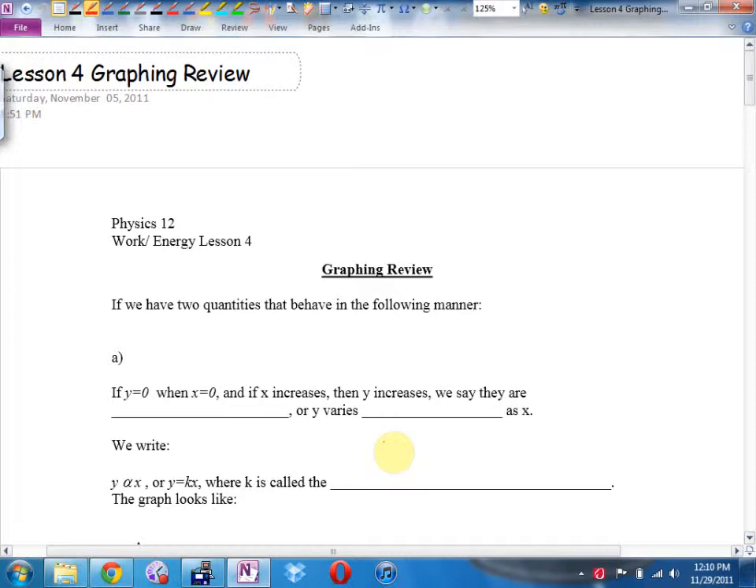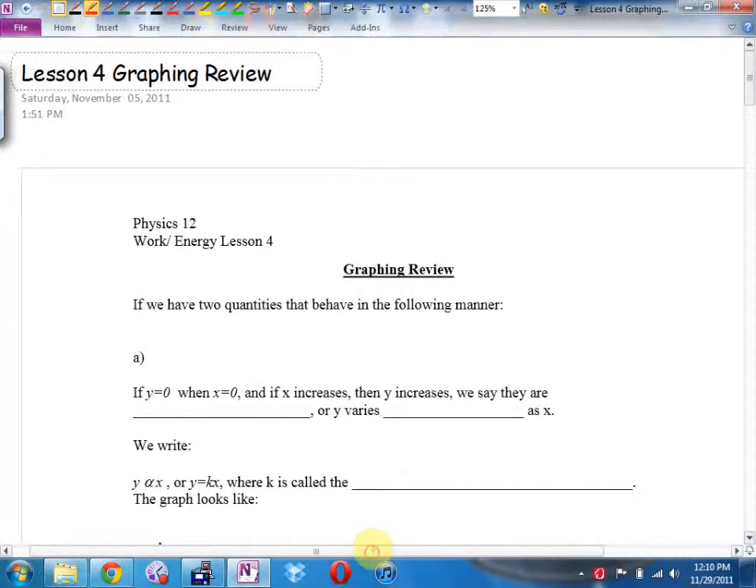This is called a graphing review. This has nothing to do in particular with this unit. I'm not teaching you anything about work and energy. But on the provincial exam, which no longer exists, I realize, but bear with me, on the written section, the second last question was always asking you to interpret some kind of a graph and do something with it.